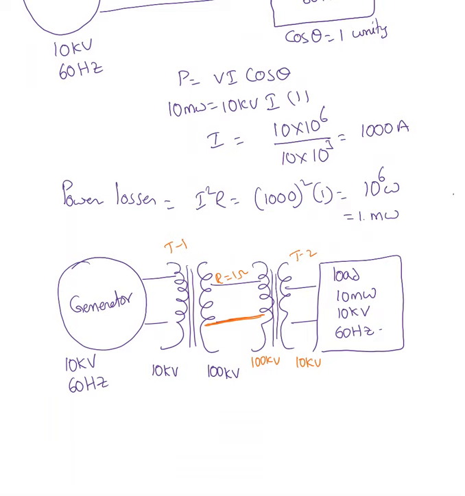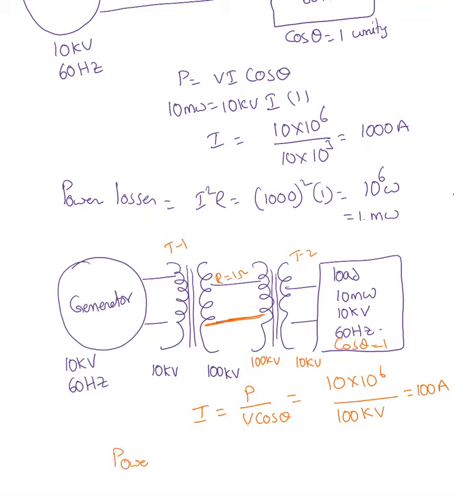Now what is the current passing through the transmission line? I equals P over V cos theta. I'm taking cos theta as 1, similar to the previous case. P is 10 megawatt, so 10 to the power of 6, over 100 kilovolt. So now my current is only 100 ampere. Current passing through the circuit is only 100 ampere.